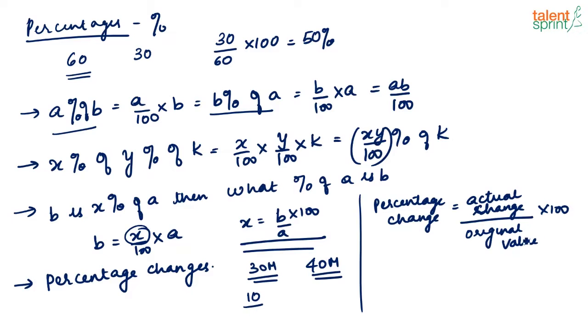What was the original value? That means what was the actual value? What did I get first? I got 30. Now it has become 40, correct. So 10 by 30 into 100, which is equal to 33.33 percent. So this is the percentage change in my marks.